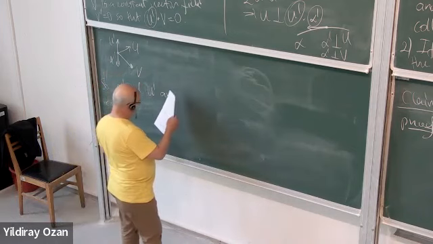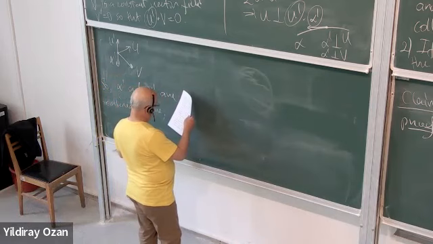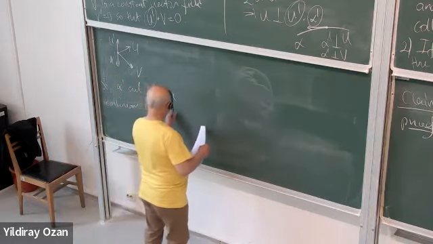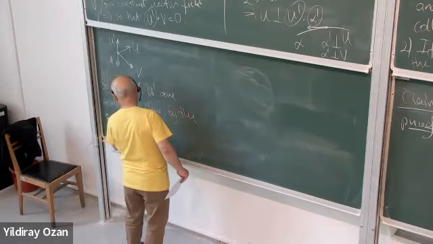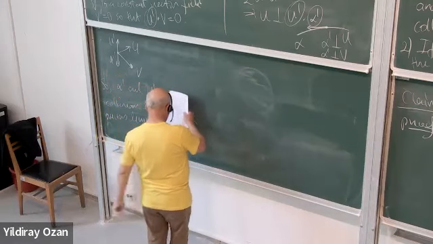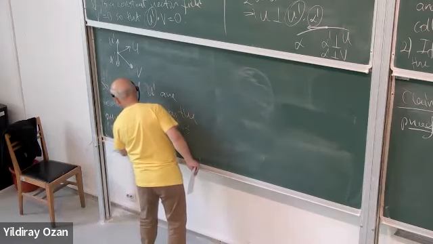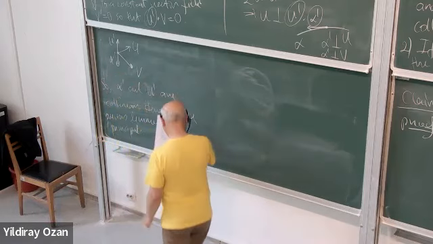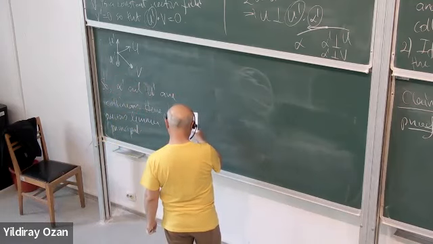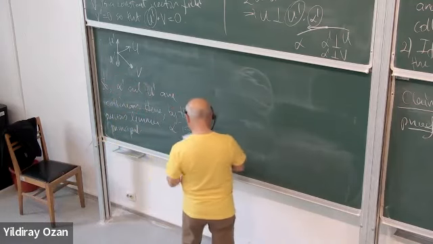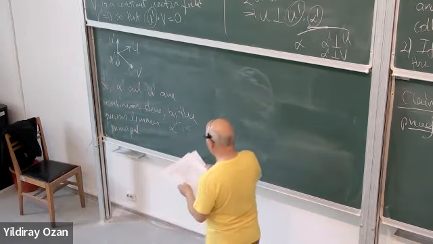Hence, by the previous lemma, alpha is principal. And this finishes the proof. Okay, yeah.